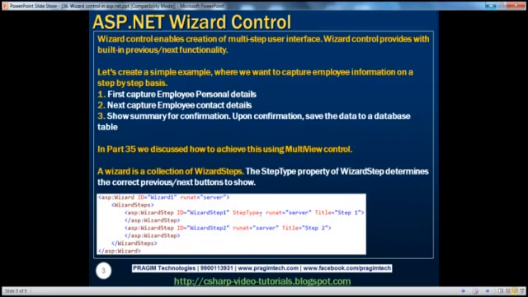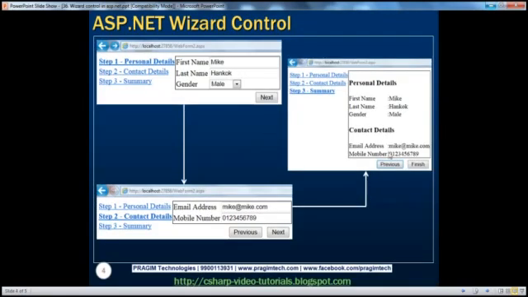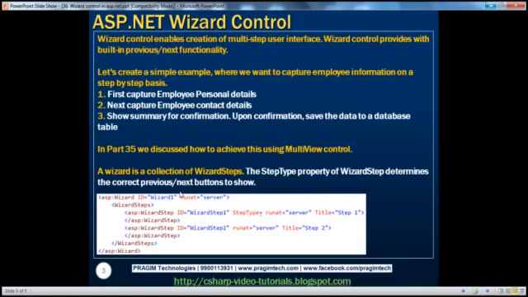So in this example, we are going to first capture the personal details and then the contact details, and then finally show the confirmation, and when we click finish, save the data to a database and show a confirmation page. So a wizard is a collection of wizard steps, and the step type property of the wizard determines what buttons to show, whether it's start, next, previous, or finish buttons. Okay, let's flip to Visual Studio.